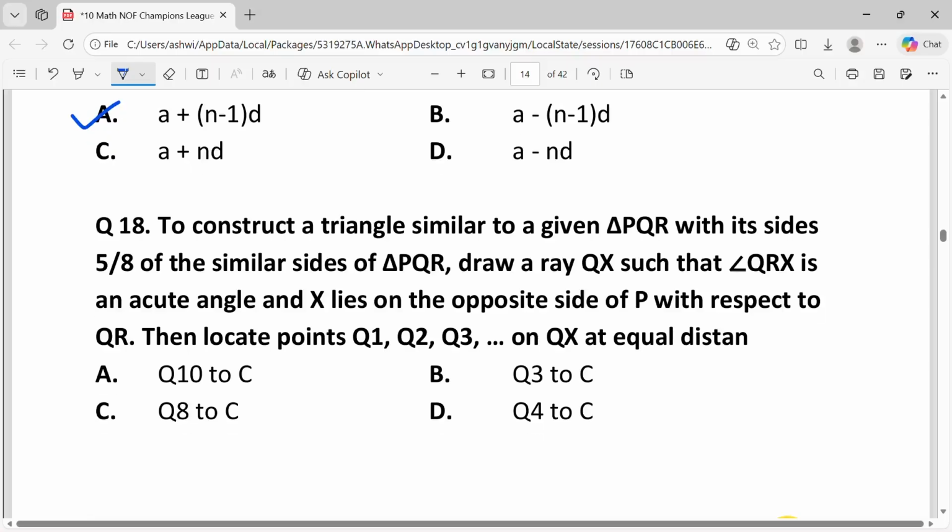Question 18. To construct a triangle similar to a given triangle PQR with its sides 5 by 8 of the similar sides of triangle PQR, draw a ray QX such that angle QRX is an acute angle and X lies on the opposite side of P with respect to QR. Then locate points Q1, Q2, Q3 on QX at equal distance.